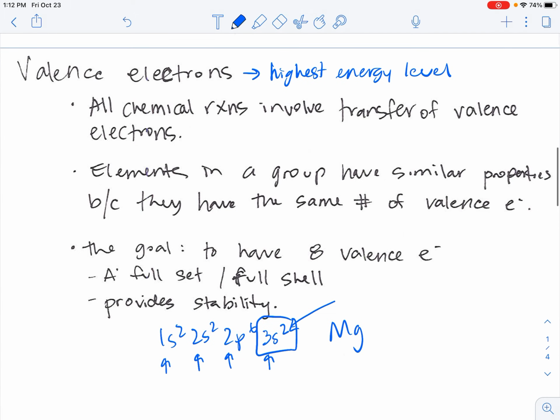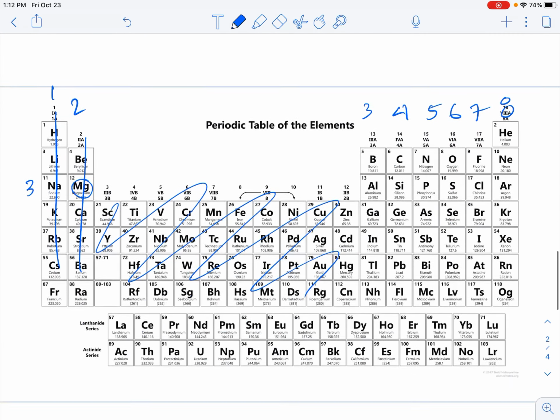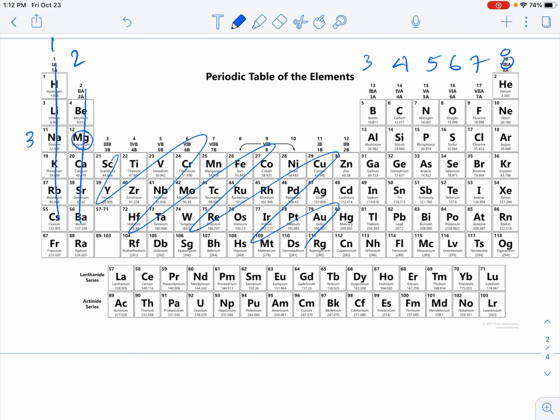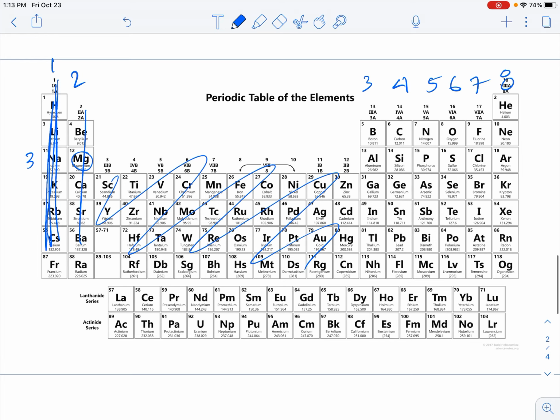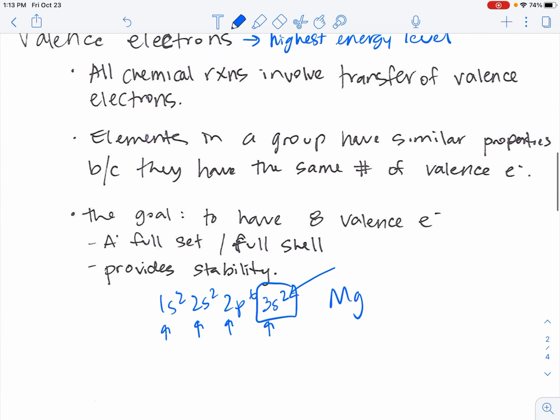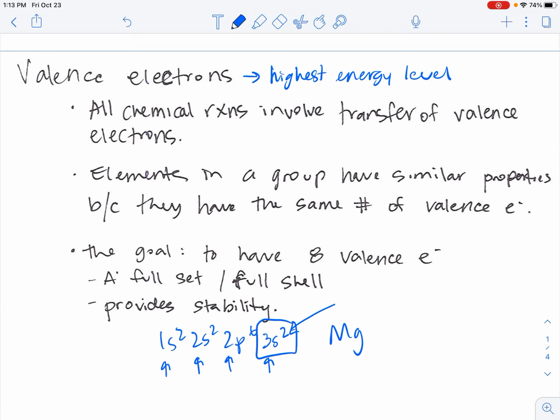So why do we care? Well, the reason that we care is because elements in a group, let's start with the column, have similar properties because they have the same number of valence electrons. So for example, all of these guys react very violently with water. And the reason that they do that is because they all have 1 valence electron. And what they're doing, which we'll get to next unit more in depth, is they want to have 8.